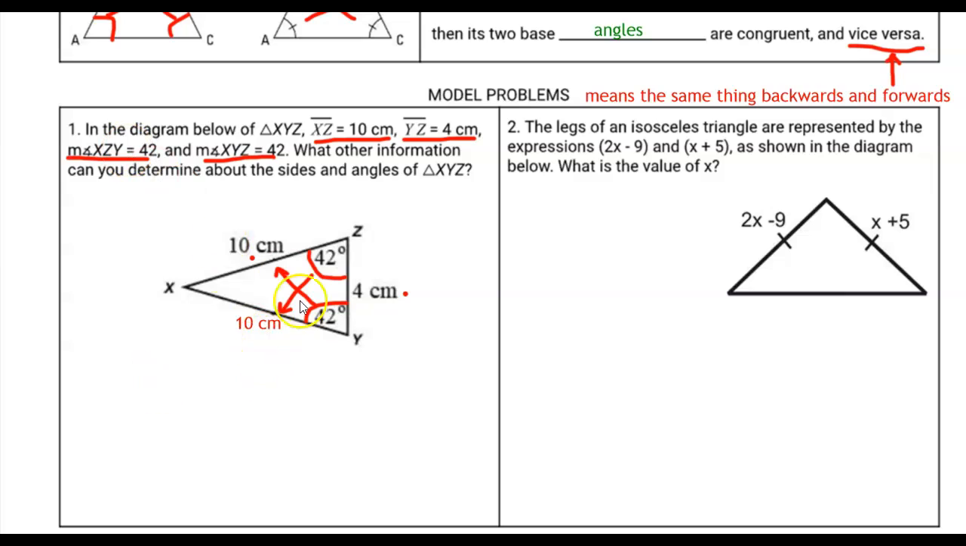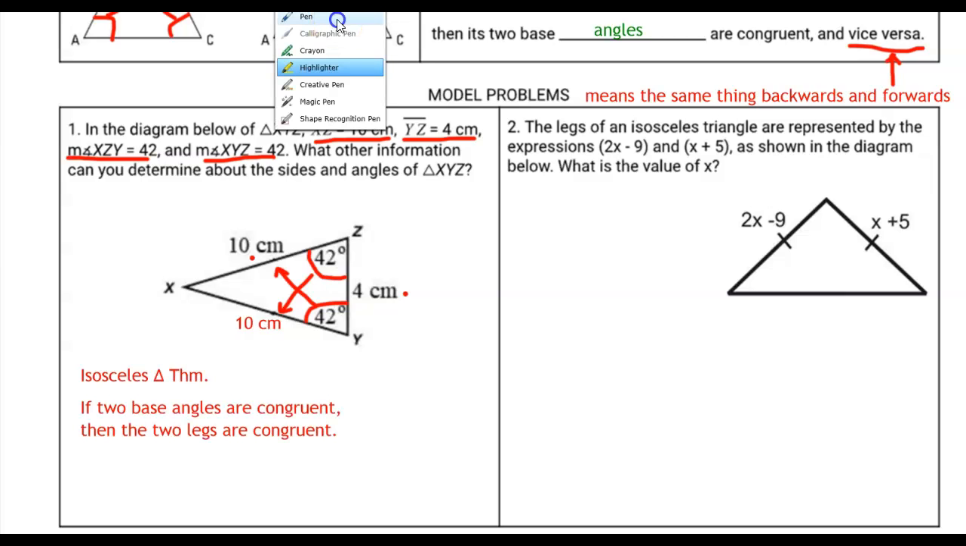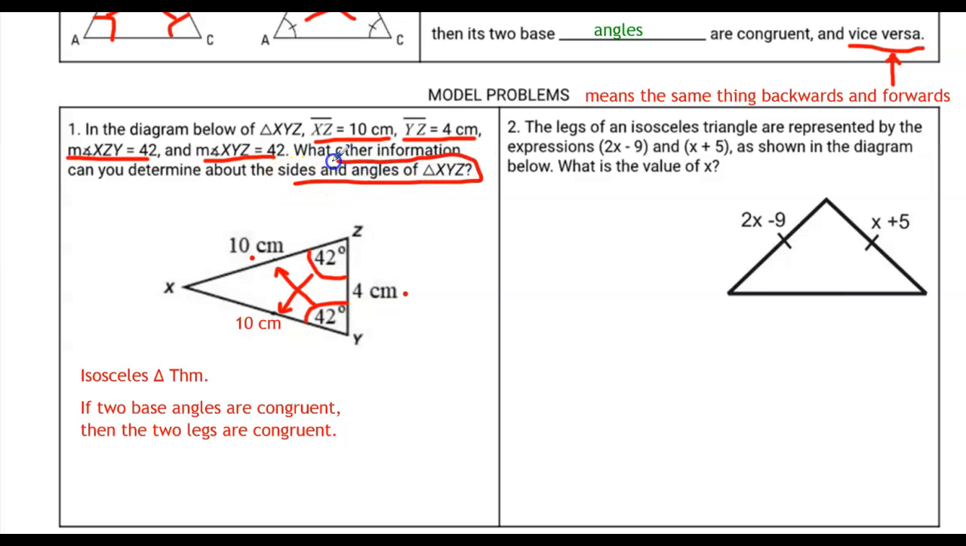And we're able to write out the reasoning for this by simply saying that we're using the Isosceles triangle theorem. In this case, just saying if two base angles are congruent, which we know to be the case, then the two legs are congruent, which means XZ and XY are the same. So I can write out the other information that I can determine about the sides and angles of XYZ. The piece of information that I was just able to obtain is that XY is equal to 10 centimeters. So I finish off the problem by saying XY is equal to 10 centimeters.